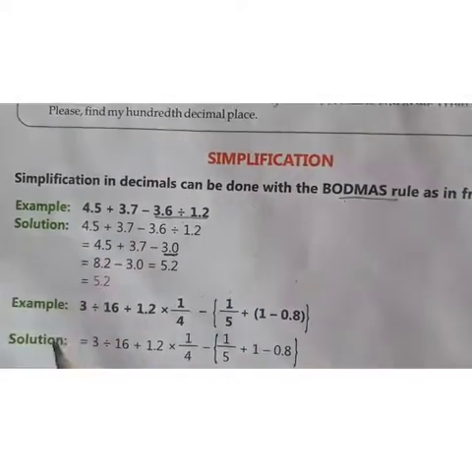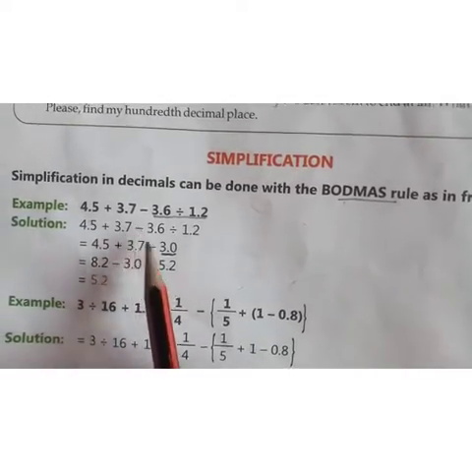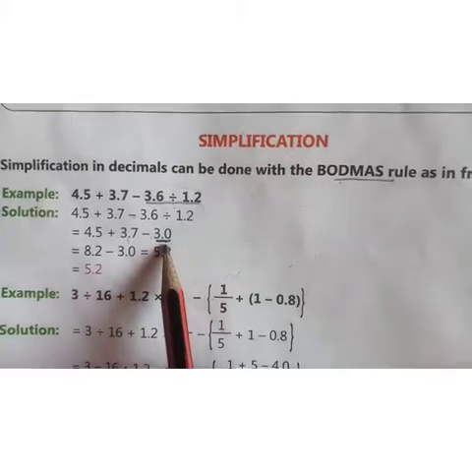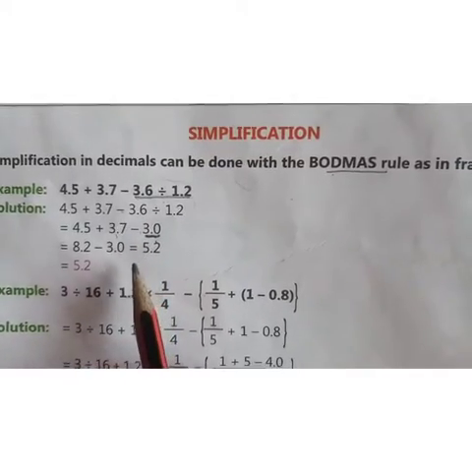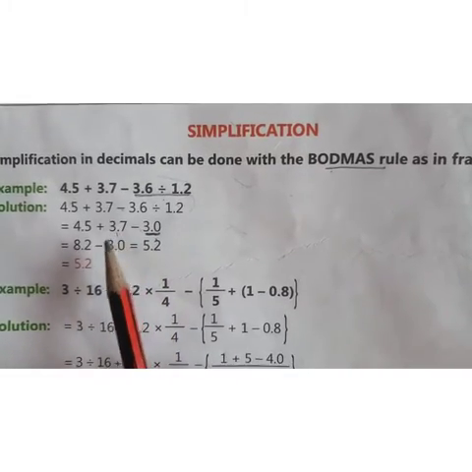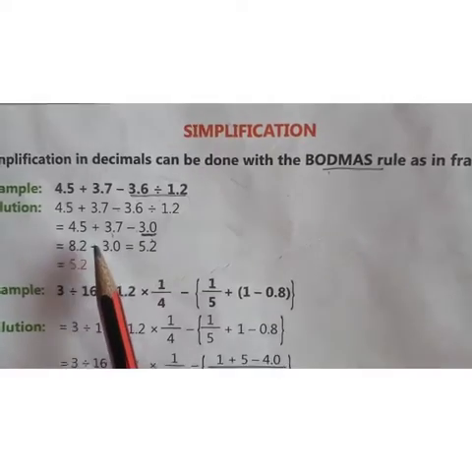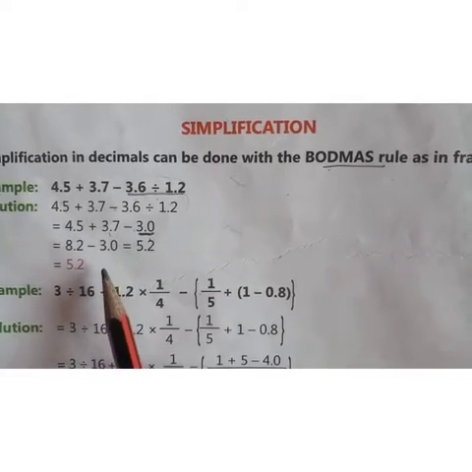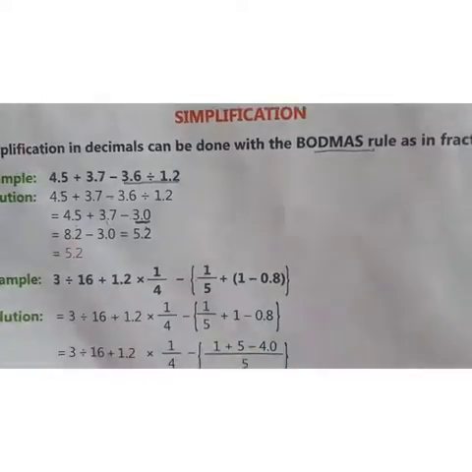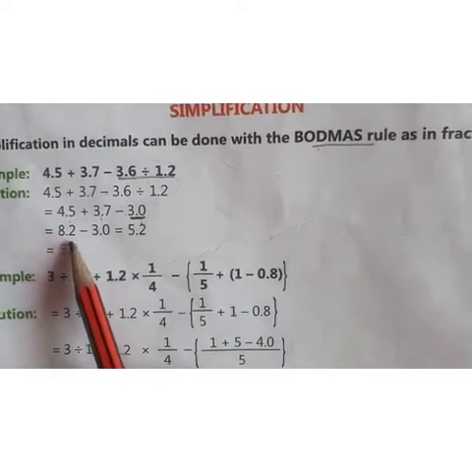Remaining numbers, place them as they are. 4.5 plus 3.7 minus, and do this division, you get the answer 3.0. Next, after division we have multiplication, but in our example we don't have multiplication, so go for addition. 4.5 plus 3.7, we get the answer 8.2.